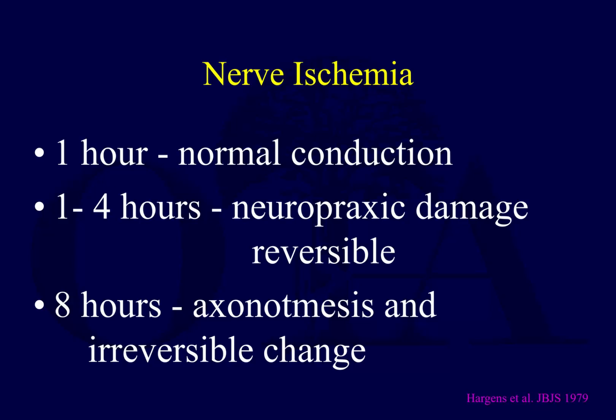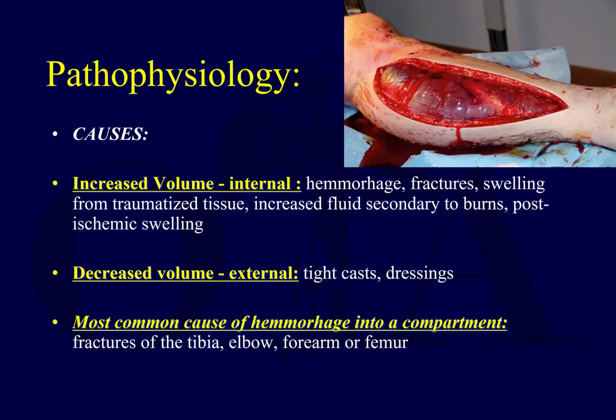So nerve ischemia, the nerve tissues are very sensitive, so in 1 to 4 hours you can have some reversible damage, in about 8 hours you can start to get irreversible damage. So you get muscle tissue damage and nerve damage, and both can become irreversible after 8 hours of sustained compartment syndrome.